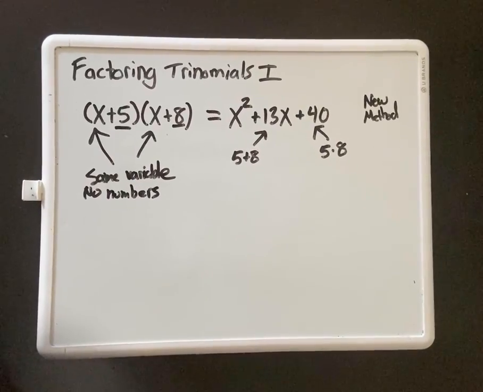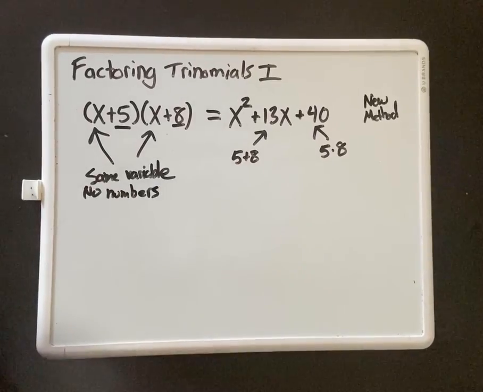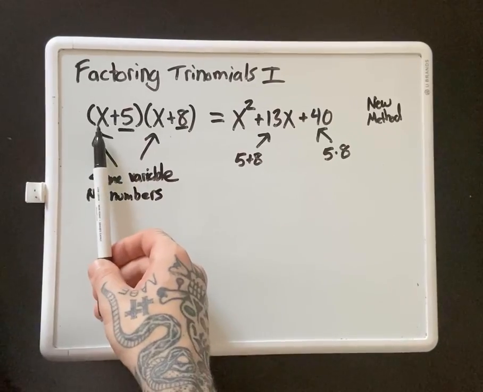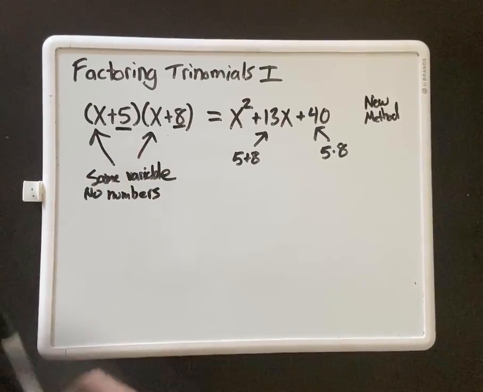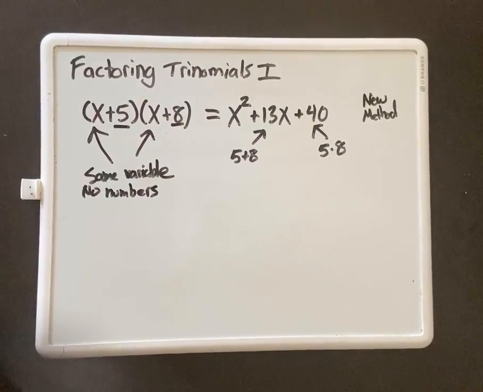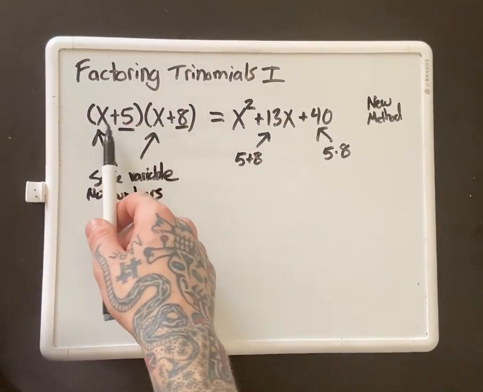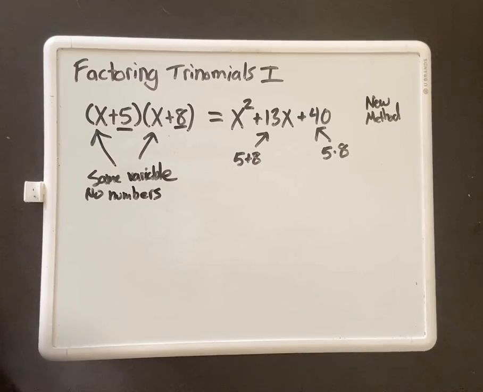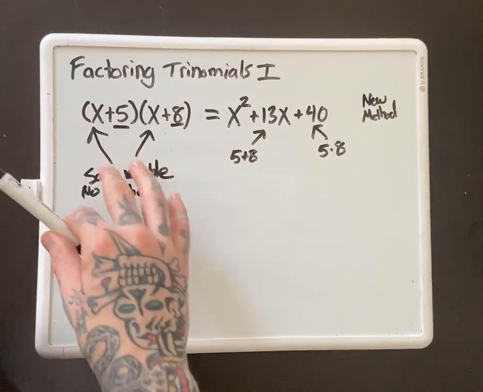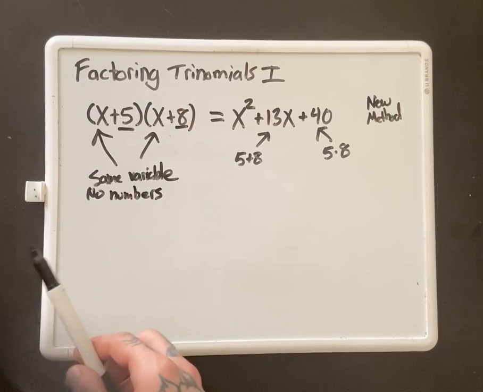So we have the two binomials, x plus 5 multiplied times x plus 8. We notice that both of these terms are the same variable. We have x and x here, but they don't have to be x's. We could have a and a, but they have to be the same variable. And we have no numbers. There's a 1 implied, but that's fine. We want there to be a 1 or nothing, so just the x alone. So now we know the pattern can be used.